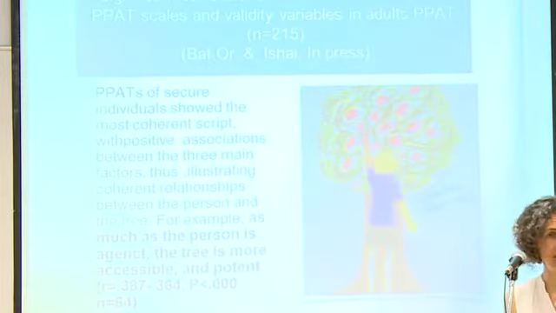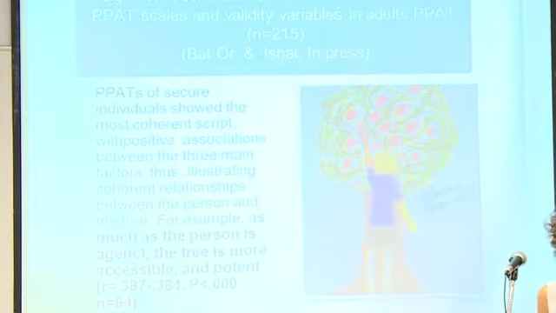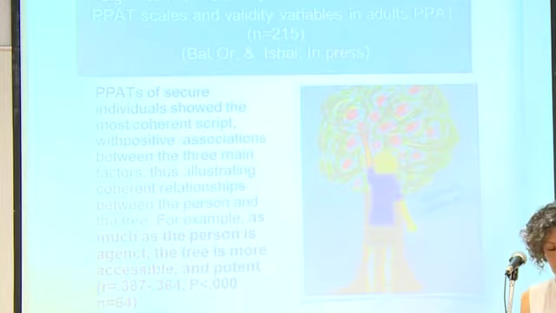In the adult research, we tried to validate our tool with the attachment questionnaire from Brennan. It is a self-report questionnaire. In our adult sample, we have 215 individuals. We found that PPATs of secure individuals show the most coherent script, with positive association between the three main factors, thus illustrating a coherent relationship between the person and the tree and the apple.